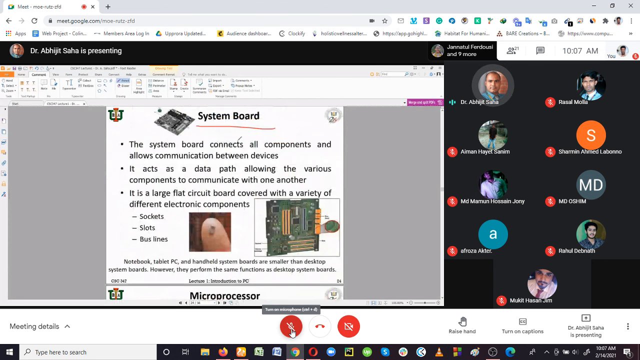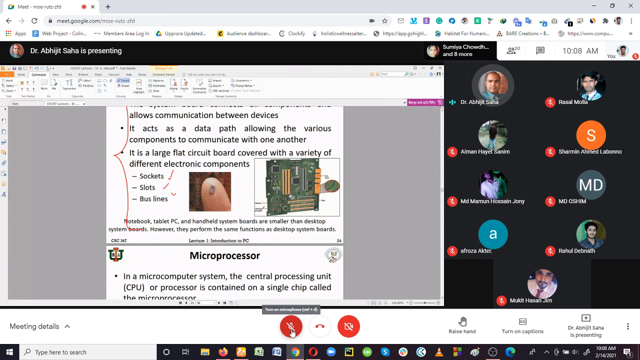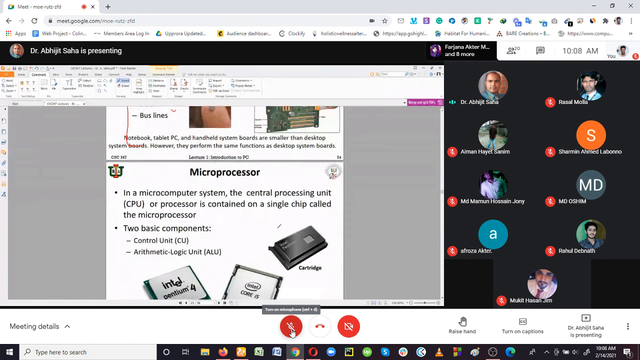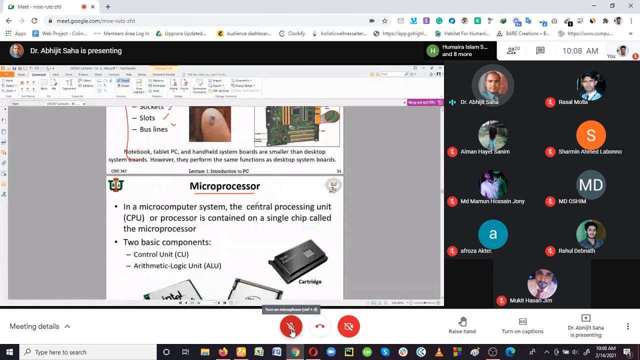So now look at what I say, the system board, right? That is the motherboard, right? We also found the discussions in our lecture number 2. So I said study this part as well as lecture 2 and make a single note. And here you should also know what is a socket, what are slots, and what are bus lines. So make your own notes by studying this part and the lecture 2 define motherboard part. This is talking about the microprocessor, define microprocessor, define system board. Those can be the questions here.